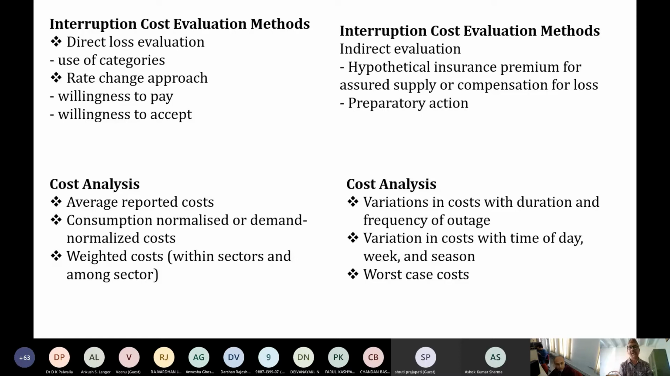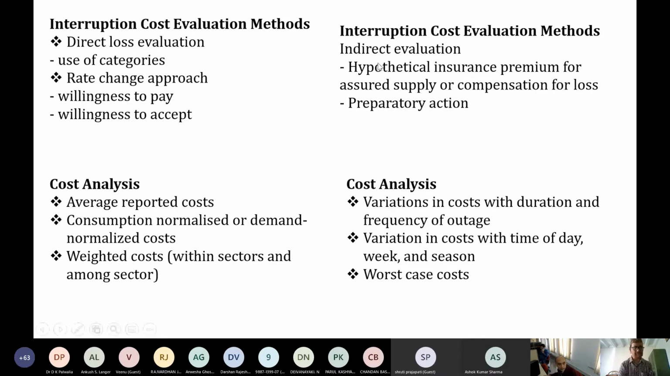And another approach is known as the preparatory action approach, in which you prepare yourself against the possible or inevitable electricity supply interruption. You know that electricity supply interruption will occur, so you prepare yourself. So what do you do? You may have a backup supply, you may try to get supply from an alternate source if supply from the main supplier is not available. So these are the preparatory action approach. Okay.